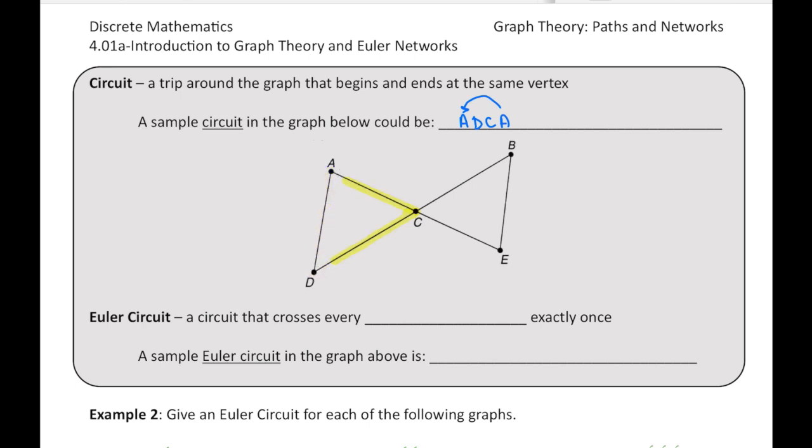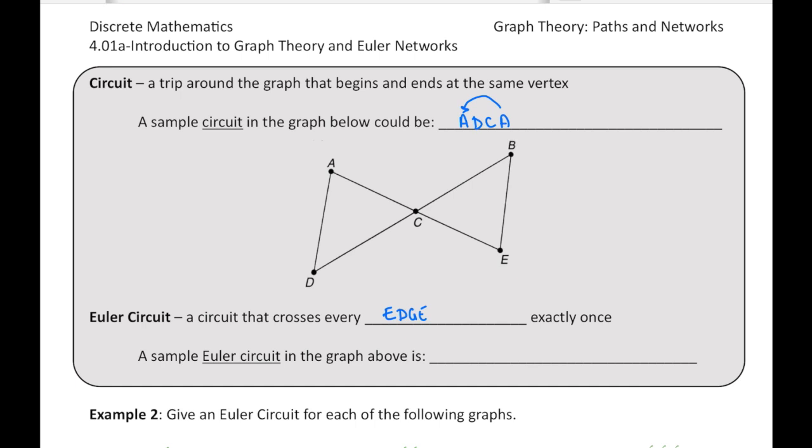Now, every circuit is a special type of path, but for our purposes, we're going to distinctly separate a path and a circuit. A path is going to start at one vertex and end at another, and a circuit is going to begin and end at a single vertex. Now, an Euler circuit crosses every single edge exactly once. Same idea, but a circuit, especially, returns back to the beginning.